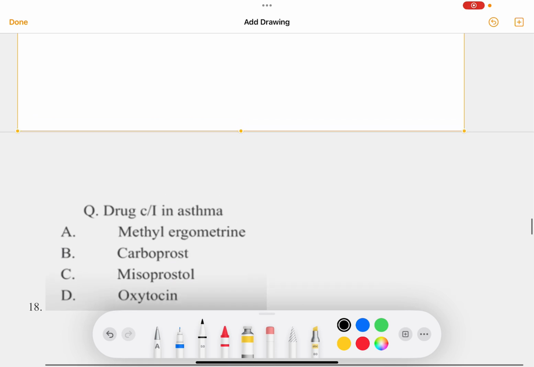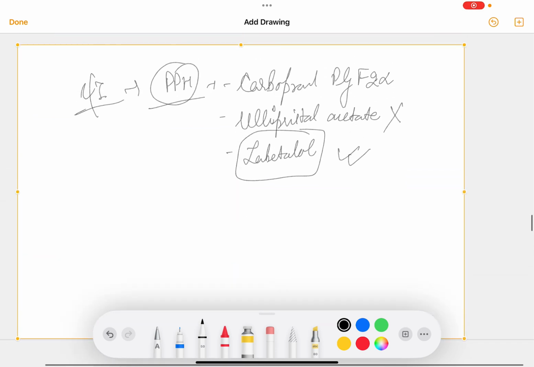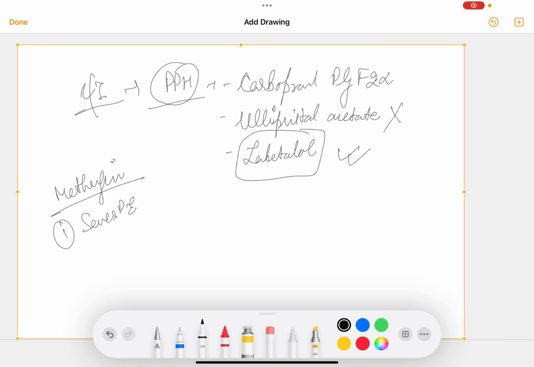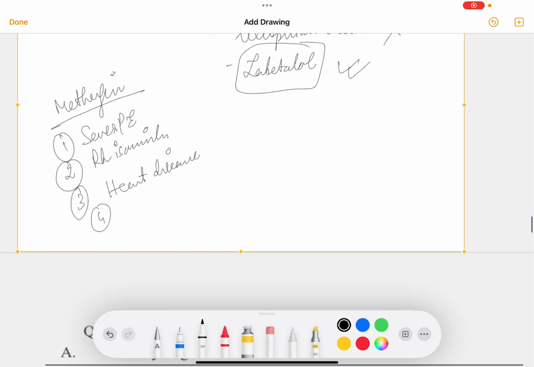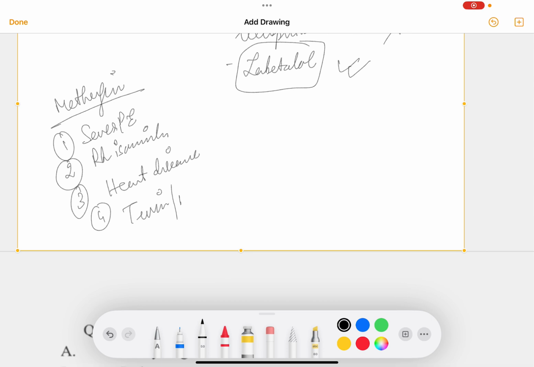Also remember the contraindications for other drugs like methergine, methylergometrine. Methergine has 4 classical contraindications. Number 1, severe preeclampsia, so high blood pressure is a contraindication. Number 2, RH isoimmunization or RH alloimmunization. Number 3, if the patient has any heart disease, there is a high chance of cardiac ischemia, so we do not give this. And twin delivery or multiple pregnancy, there also methergine is contraindicated.